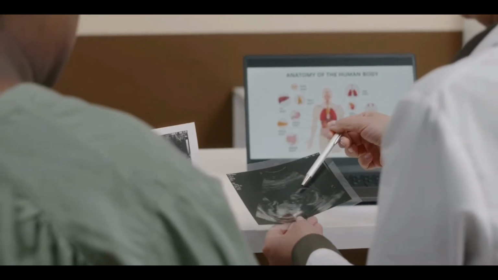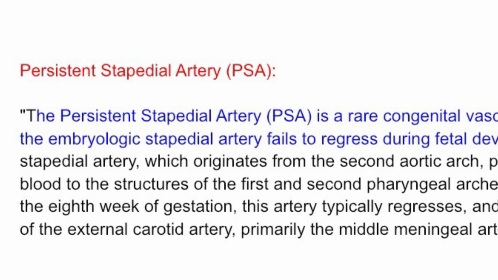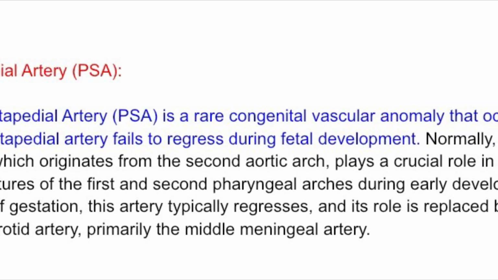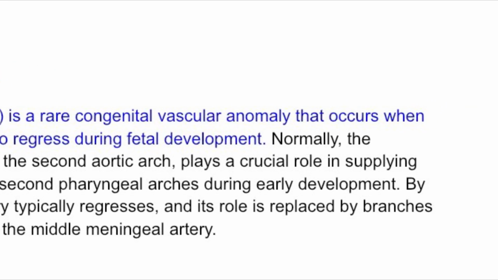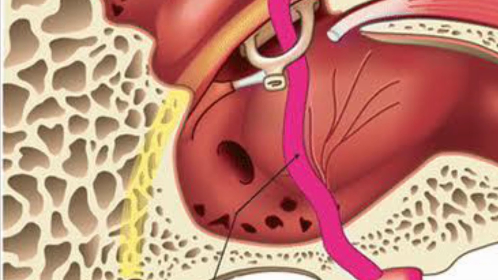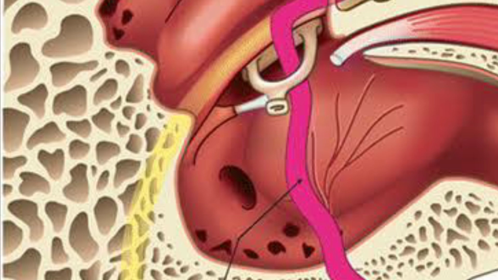The persistent stapedial artery, PSA, is a rare congenital vascular anomaly that occurs when the embryologic stapedial artery fails to regress during fetal development. Normally, the stapedial artery, which originates from the second aortic arch, plays a crucial role in supplying blood to the structures of the first and second pharyngeal arches during early development.